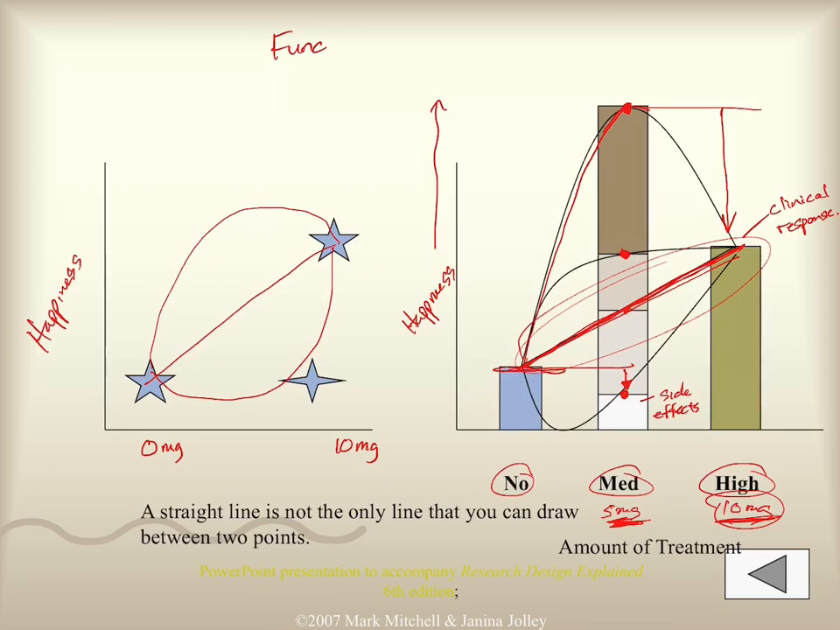So again, this is what a functional relationship looks like here. Okay, and if we have 2 levels, we can test one kind of relationship. So with 2 levels, we can test a linear relationship. We'll go over this again a little bit later.